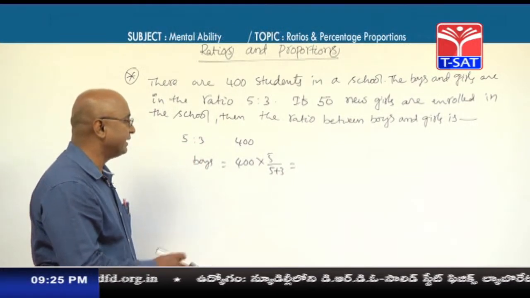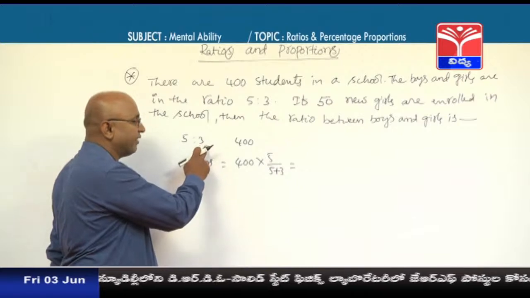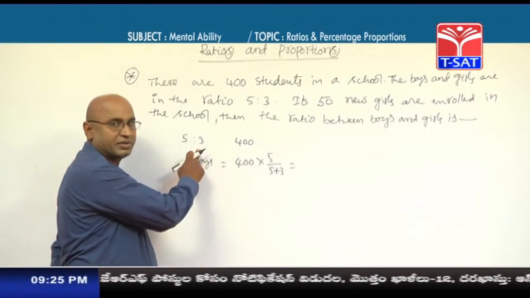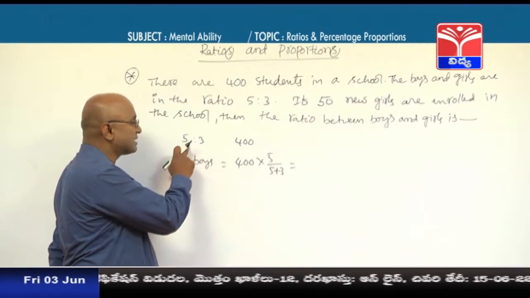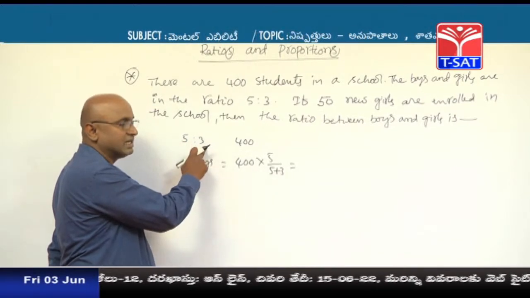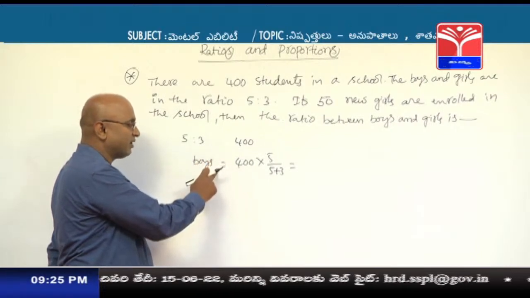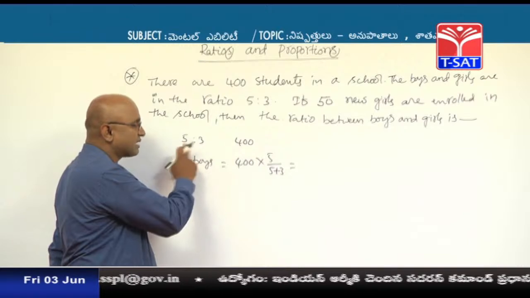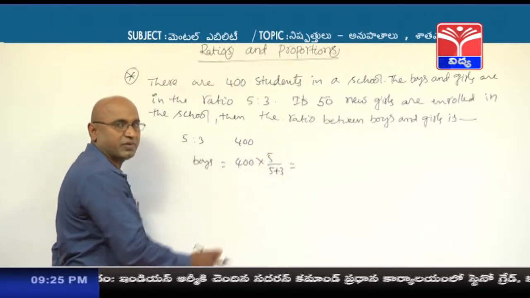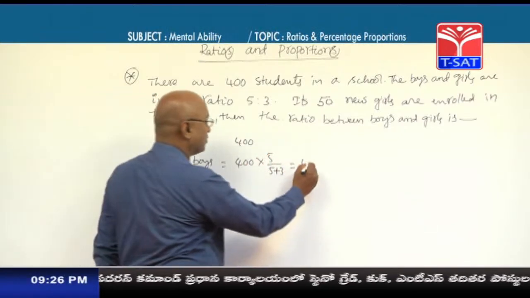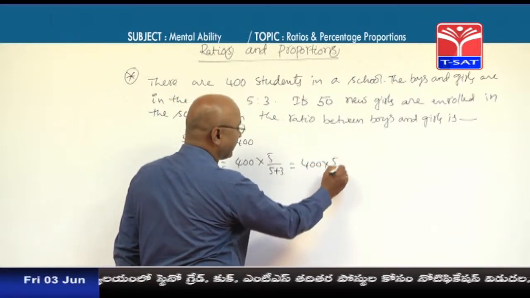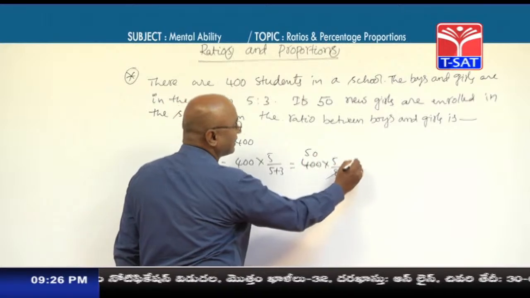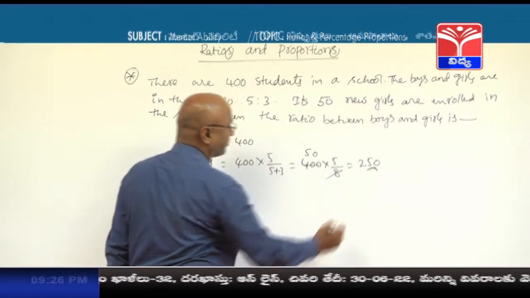Out of 400, the boys and girls are divided in the ratio 5:3. The total students are divided into 8 parts. Out of 8 parts, boys are 5 parts and the girls are 3 parts. Now the number of boys is equal to 400 into boys parts 5 by total parts 5 plus 3. That is equal to 400 into 5 by 8. 8 5s are 40, that is equal to 250.